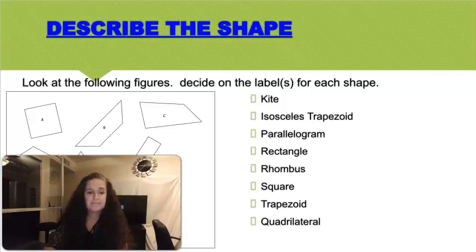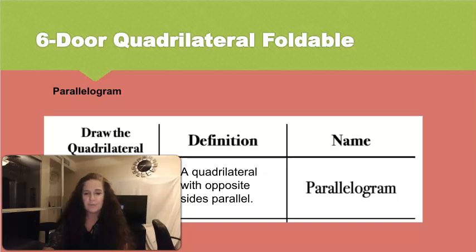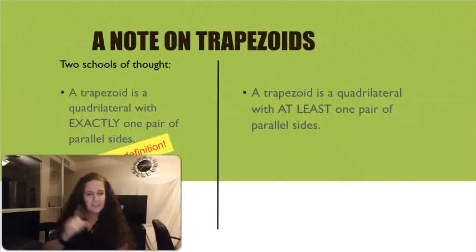activity on Desmos that will help you come up with all the attributes and fill in this foldable for parallelograms, rectangles, rhombi, squares, trapezoids, and kites. And you'll put in the attributes and make an example as well. So specifically, you have to be careful with trapezoids.